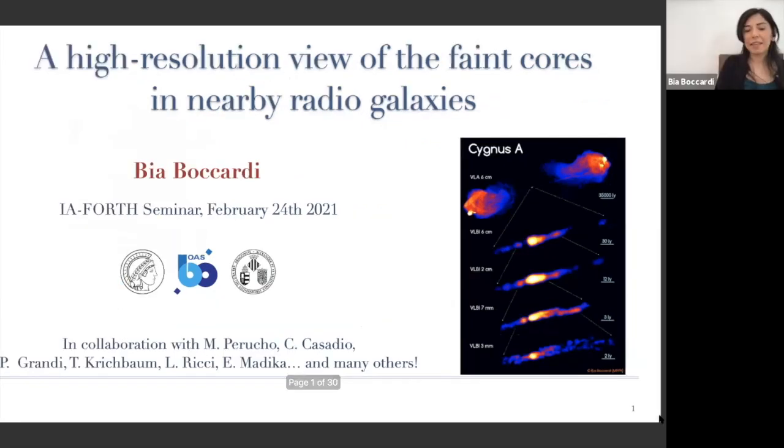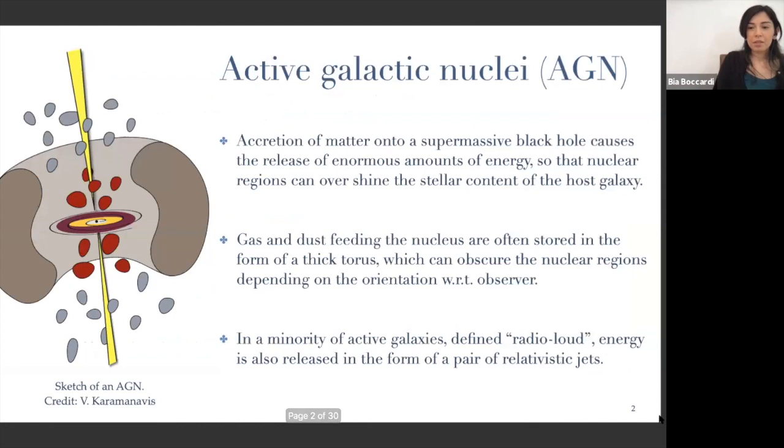Okay, good. So today I will present some of the work we have been doing in our group for studying the formation of relativistic jets through high resolution observations, focusing mostly on nearby radio galaxies. As there may be some people in the audience who are not completely familiar with the topic, I will first introduce some of the basic concepts which are required. And then I will continue with more specifics of the work.